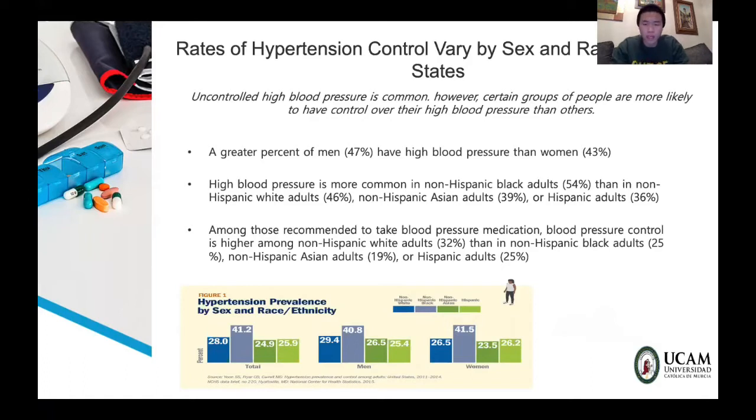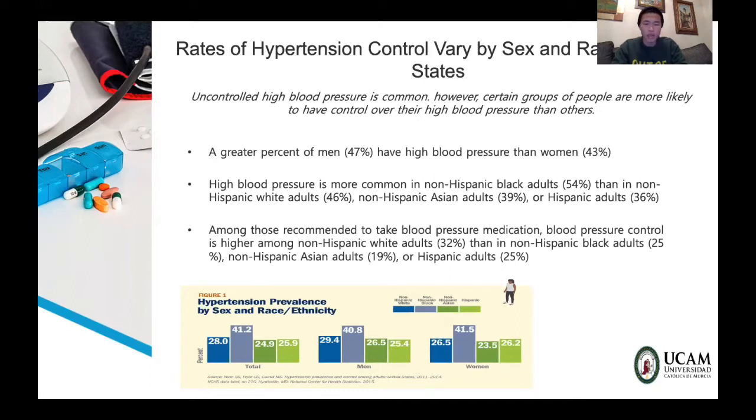I couldn't find the same exact table from the research paper that I took, but I found this hypertension prevalence by sex and race. High blood pressure is more common in non-Hispanic Black adults, at 54%, than in non-Hispanic White adults, at 46%. Non-Hispanic Asian adults are around 39%, and Hispanic adults around 36%.